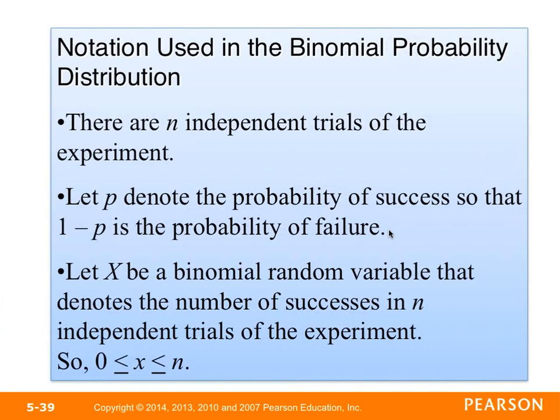And if you remember, probabilities have to always add up to 1, okay? So if the first one is p, then in order to get the other one, we just have to take 1 minus p. So p denotes the probability of success, 1 minus p is going to be failure. X is going to be a binomial random variable that denotes the number of successes in n independent trials. So for example, n is going to be our upper bound, because that's the number of trials. X is the actual number of successes that we see.